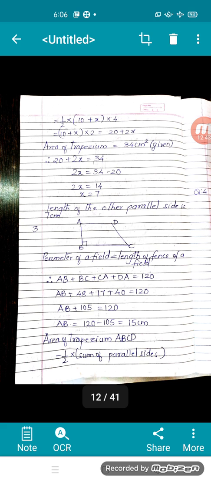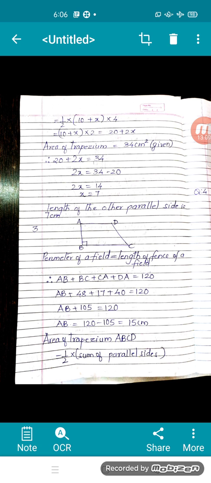Put the values. Half into 10 plus x into 4. 10 plus x into 2 is equal to 20 plus 2x. Now you see the area of the trapezium is 34 centimeters square, given. So 20 plus 2x is equal to 34. So x will be 7. Write the answer. Length of the other parallel side is 7 centimeter.